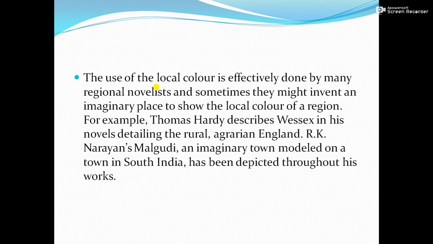As I said, in R.K. Narayan's Malgudi, both of these regions are imaginary regions. Please try to understand. To show the local color, Thomas Hardy describes Wessex, but Wessex is an imaginary name given by Thomas Hardy to certain regions of Sussex in England. In the same way, R.K. Narayan uses an imaginary name to show the local color of South India, right? That too, some cities and villages of South India. R.K. Narayan uses Malgudi in almost all his novels, right?